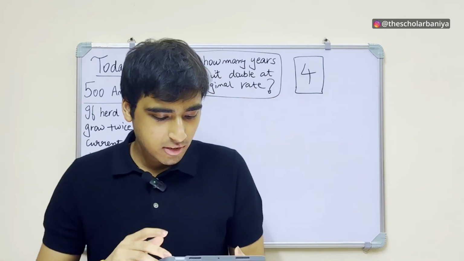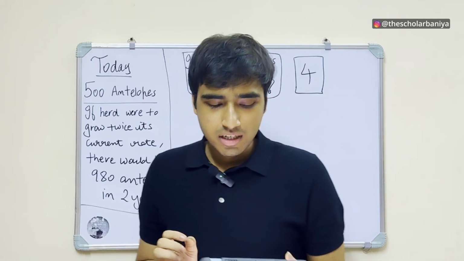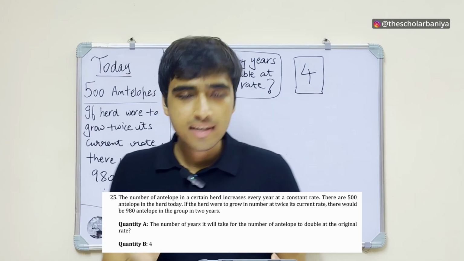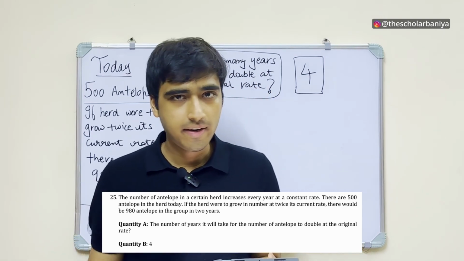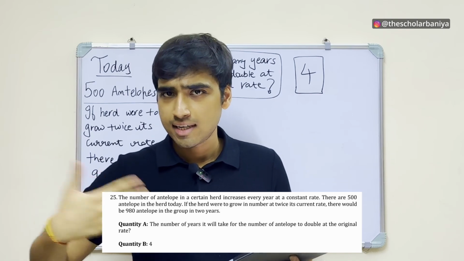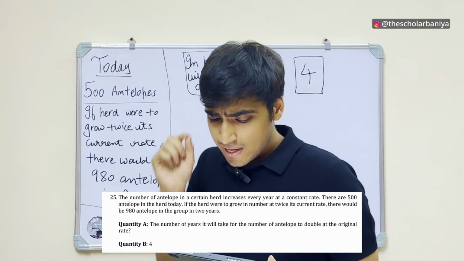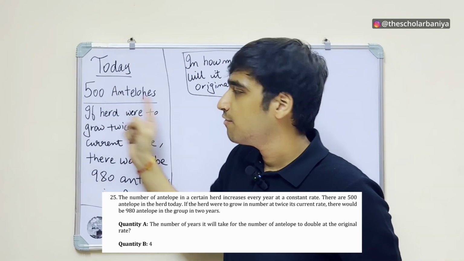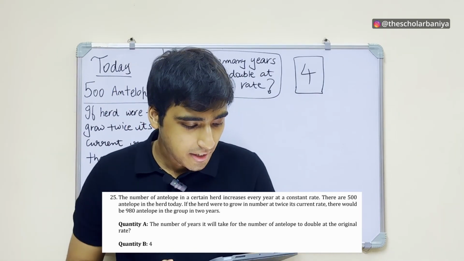So let's move on to the next question, guys. In this question, we are given that the number of antelopes in a certain herd increases every year at a constant rate. So the number of antelopes in a herd is increasing at a constant rate. There are 500 antelopes in the herd today. So today there are 500 antelopes present, right?